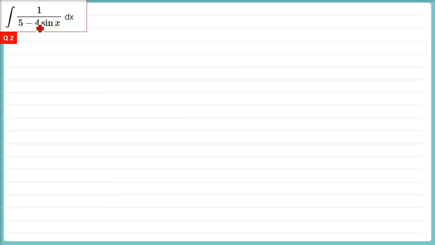Now we have just dealt with a cos, but now this question is having a sine. So we are now aware that we have to change sine into such a form that this integration becomes easier. And we know that 2 sin x is 2 tan x by 2 divided by 1 plus tan square x by 2.